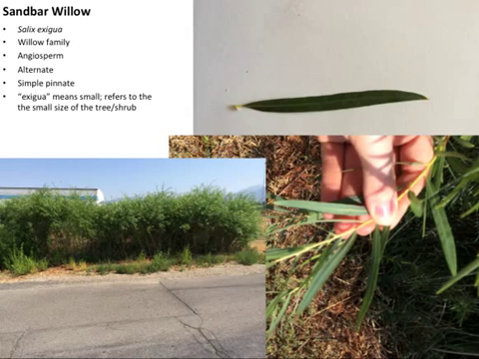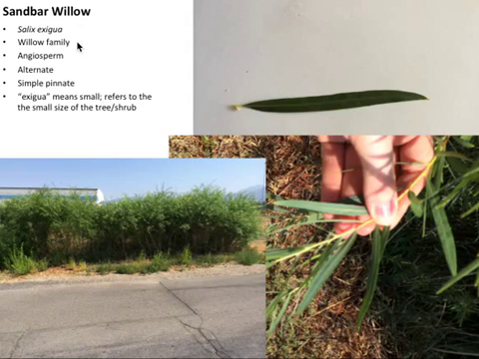The next one is the sandbar willow, Salix exigua, in the willow family. It is an angiosperm, and it has alternate leaf arrangement, and it is simple pinnate. Exigua means small, and that refers to the size of the tree or shrub. So they kind of grow together in clusters, and it doesn't get very big.